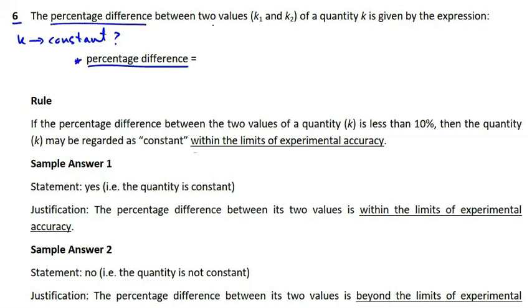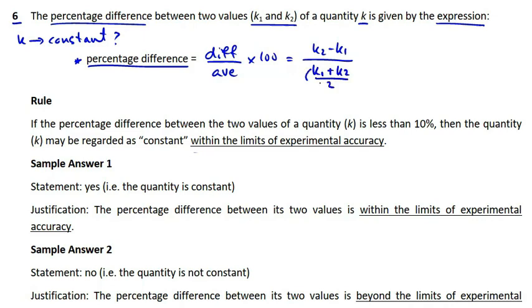Students, the percentage difference between two values k1 and k2 of a quantity k is given by the expression difference between the two values over average of the values times 100. Now the difference between two values of k is expressed as k2 minus k1 and the average of the two values is expressed as k1 plus k2 over 2. So the percentage difference between two values of k is given by this expression.